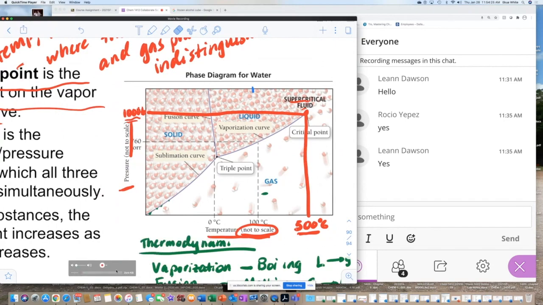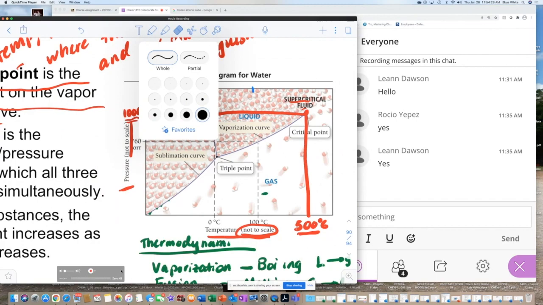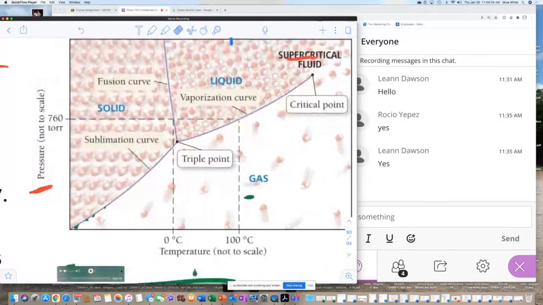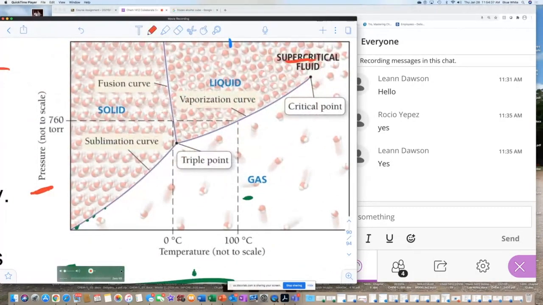Let me move this a little bit out of the way. Let's look at this chart, and from this chart, let's decide certain things. I want to look at this chart and figure out at what pressure is the boiling point. So now I mentioned this was a vaporization curve, right? This is also the boiling point of water. So even though we think the boiling point of water is just one temperature, 100 degrees Celsius, all these are the boiling points of water.